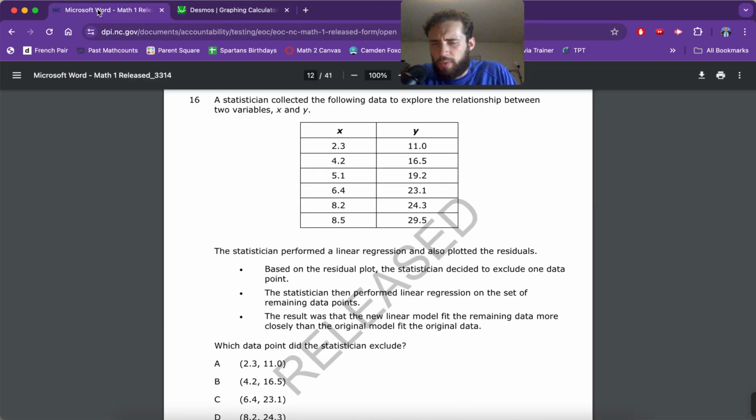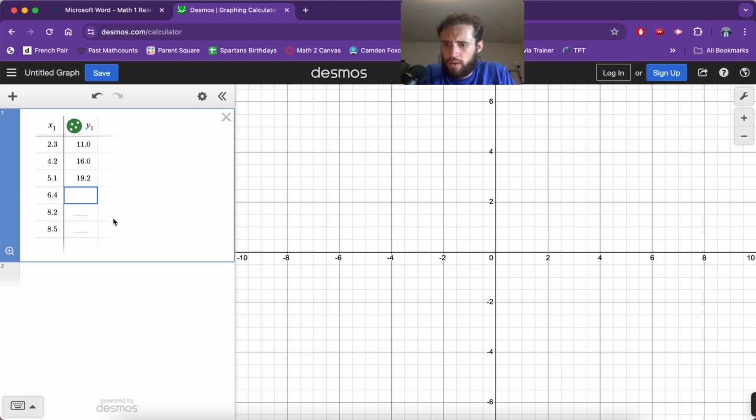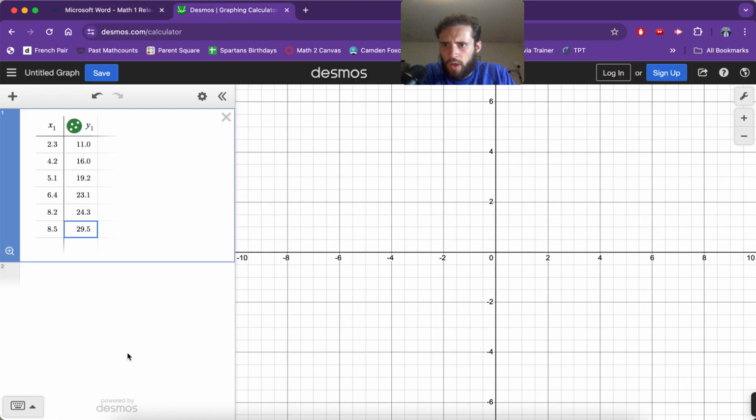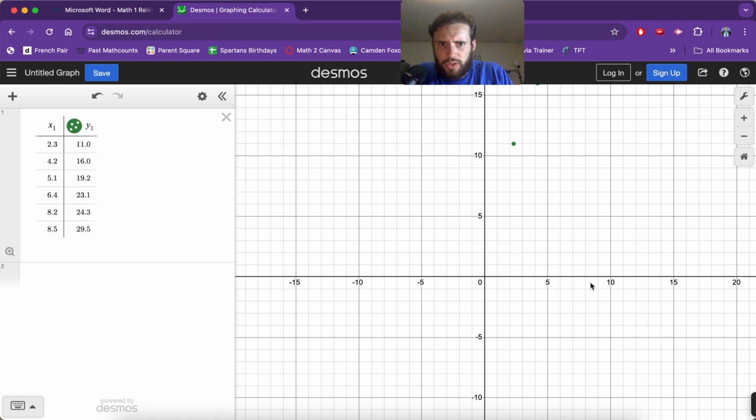And I think when they take the test on your Chromebook, like for the actual EOC, it will be built in, so you'll have it just like you won't have to keep clicking between the two tabs, which is nice. We got 23.1, 24.3, and it was 29 point. I didn't see what it was. 29.5. All right, so we've got our data points, and if you want to zoom out, you can even see them.